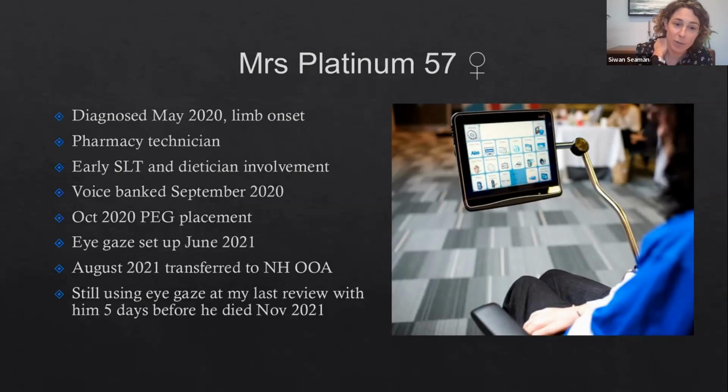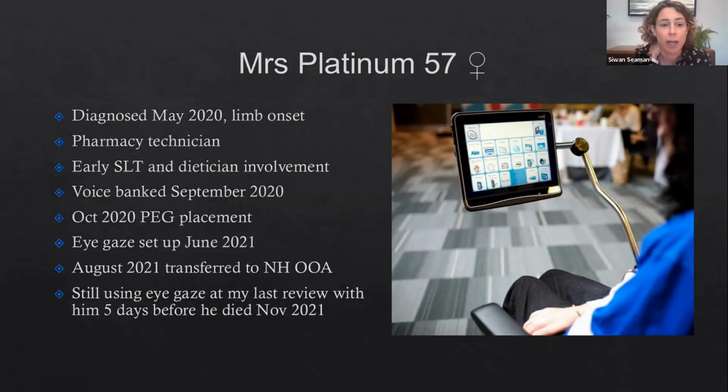We got the speech and language therapists and the dietitians in our community resource team involved really early with this lady. Her family were very keen and very anxious about the rapidity of decline here as well. She voice banked in September 2020 and had a PEG placed in October 2020, and was then needing to use an eye gaze as a communication aid by June 2021, using the voice that she'd banked 6 months earlier.